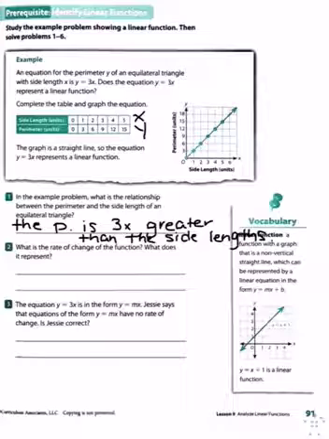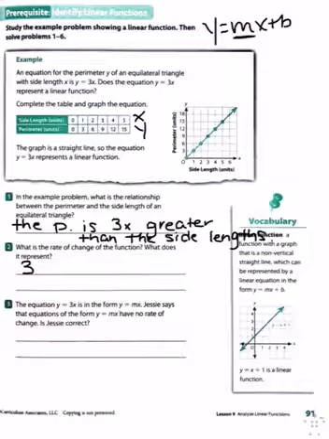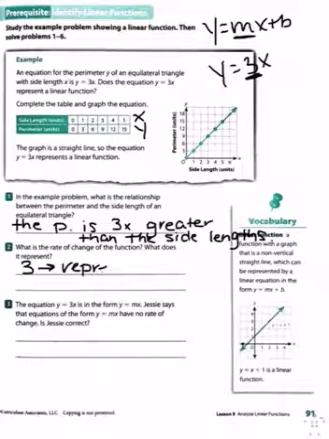Question number 2. What is the rate of change of the function? What does it represent? The rate of change is 3. Because in the equation, our general equation is y equals mx plus b, m being the rate of change. In our equation, y equals 3x, 3 is in the m's position. And so our rate of change is 3. The rate of change represents how many times greater the perimeter is.